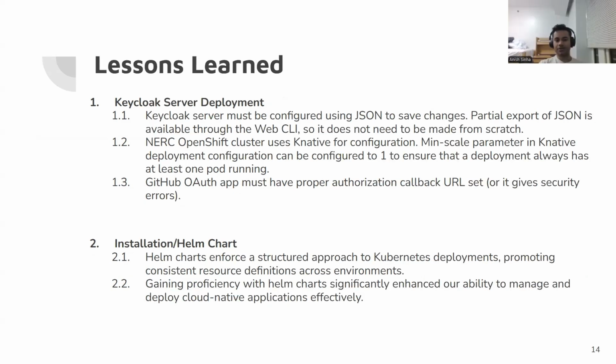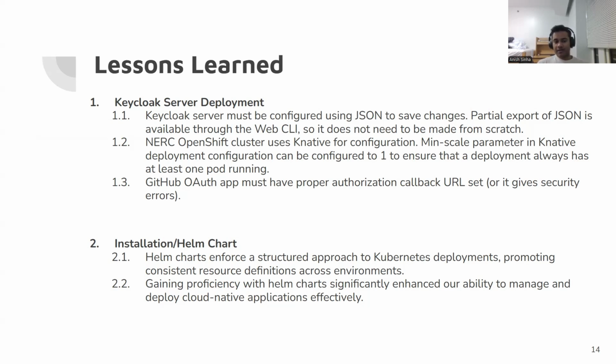In terms of lessons learned, we learned that the Keycloak server, of course, must be configured using a JSON file to save changes, as we mentioned before. However, this can be done in a much easier way by doing a partial export of a JSON through the web CLI. So through the web CLI, we can already get a partially configured JSON file, so we don't really need to make it from scratch, saving us a lot of time. Also, as I mentioned, the NERC OpenShift cluster needs to set the minimum number of pods for the Keycloak server to 1, and this can be done using the Knative configuration system that NERC uses.